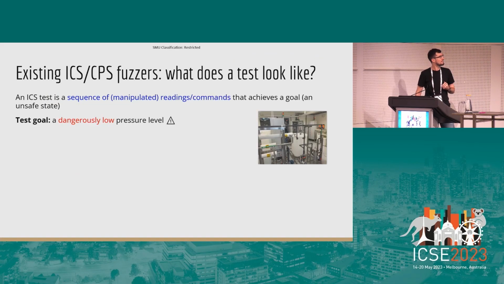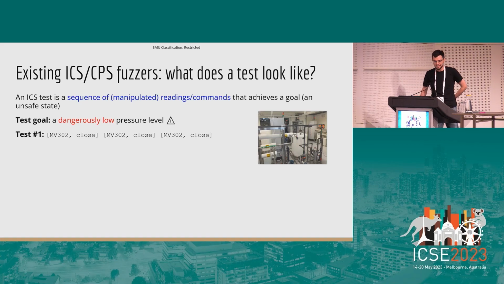And I want to give a sense of what these tests can look like. Intuitively, you can think of them as a sequence of manipulated sensor readings or actuator commands that ultimately achieve some goal, so typically some unsafe state. In this water treatment plant, the goal would be perhaps overflowing a tank, or in this example, a dangerously low pressure in one of the pipes that could cause the process to get stuck.